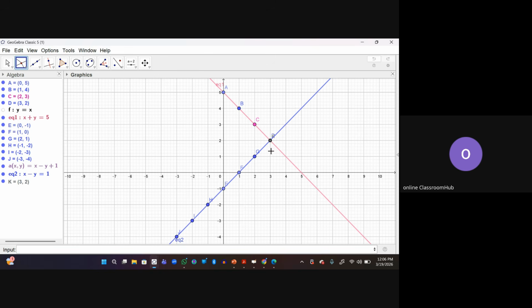So trace it to the x-axis. Here, it is pointing on the 3. Here, it is pointing on the 2 on the y-axis. So the answers are 3 for x, then 2 for y. That is one way of using the graphical method.